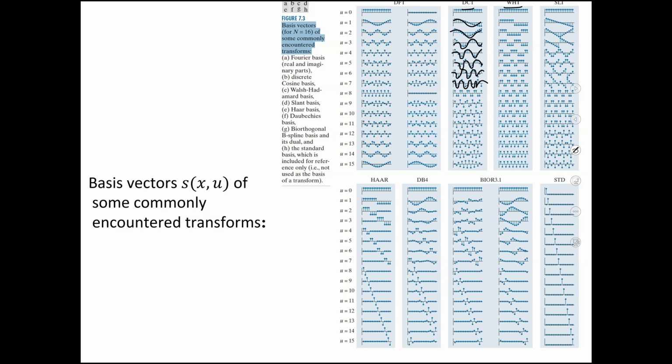Similarly, we have the WHT, which is the Walsh-Hadamard transformation. They just take simple square waves with different frequencies.